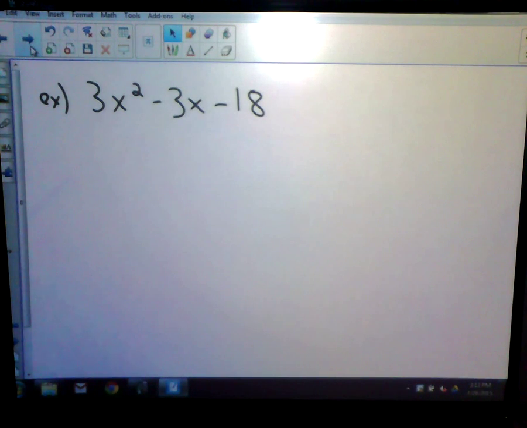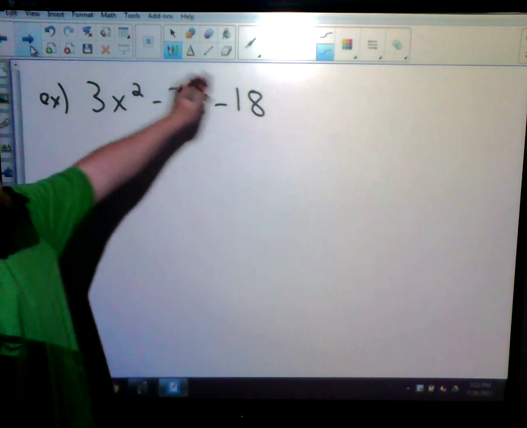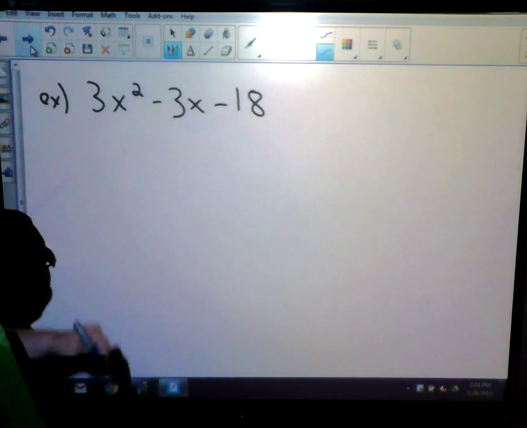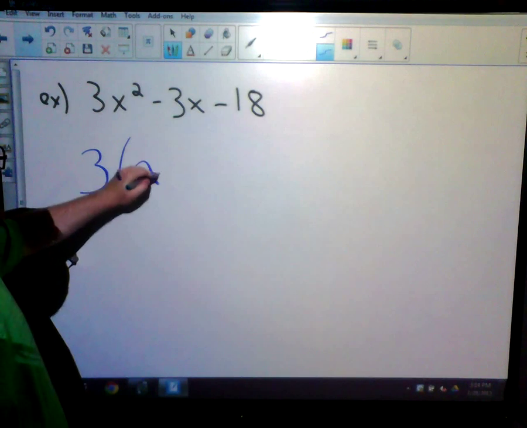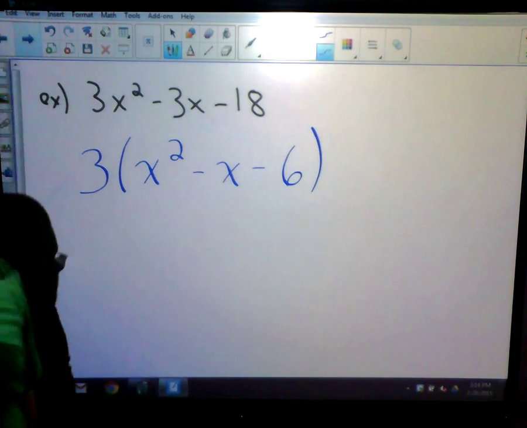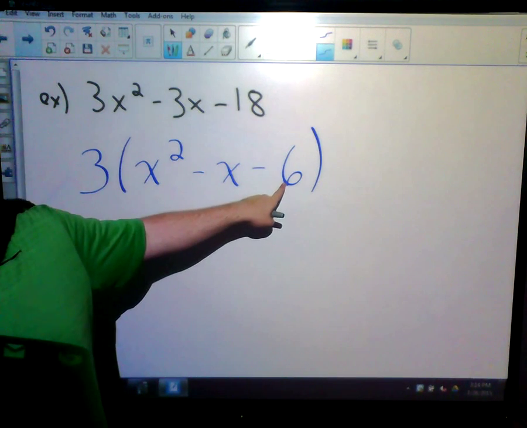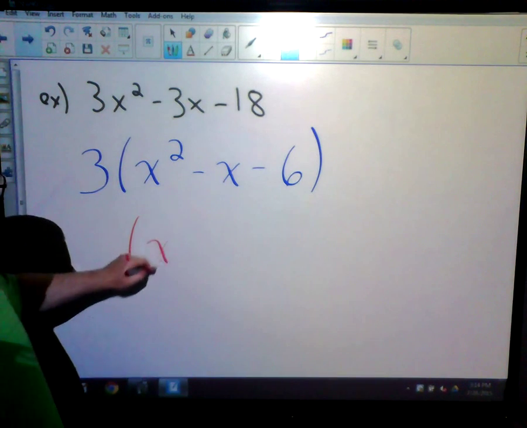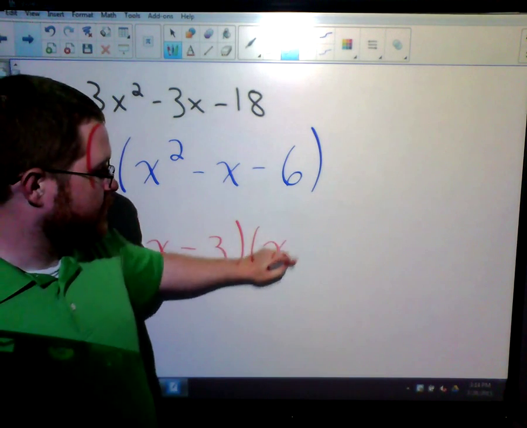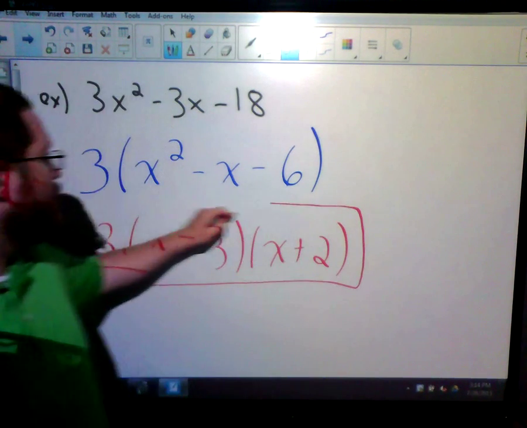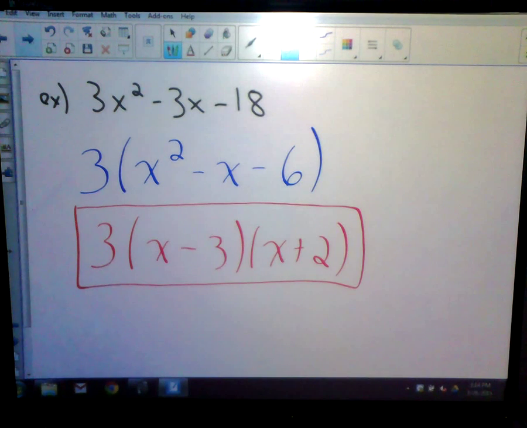Let's take a look at this one. Most people want to jump straight in and multiply the 3 over. No, the first step is GCF. There is a GCF. All of these can be divided by 3. Now, will this factor anymore? Yep. What 2 numbers multiply to negative 6 and add to negative 1? How about negative 3 and positive 2? And I still have the 3 out front. So this one looks like slide and divide, but it's really GCF and then simple factoring.